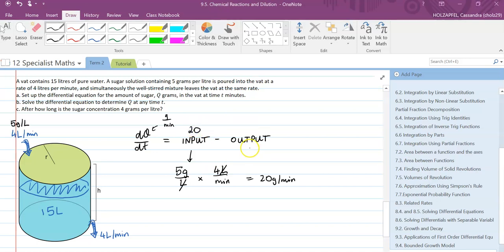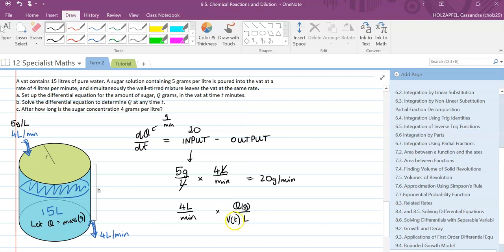Now the output rate is going to be pretty similar to what we have seen in the previous equation. So we've got this leaving at 4 litres per minute. And so what we need to do is set up the concentration of the sugar in the tank. So in this case, I'm going to let Q equal the mass of sugar in the tank in grams at any given time t. So we're going to multiply that by the mass in grams. Then we have to divide that by the volume in litres. So that's going to be given by the equation of this volume.